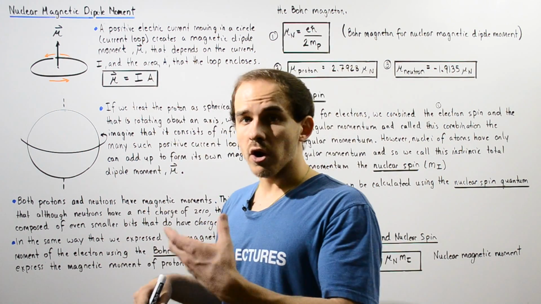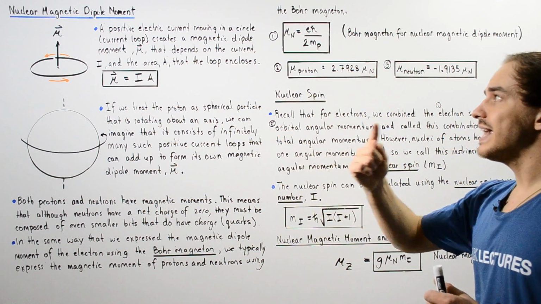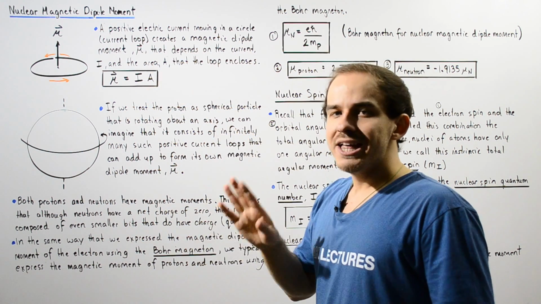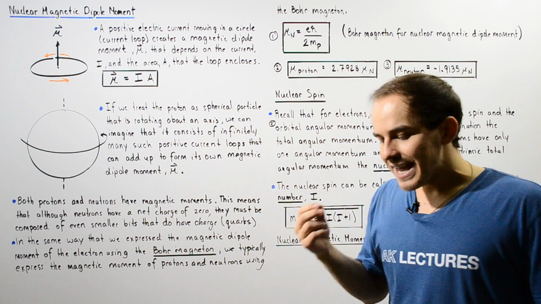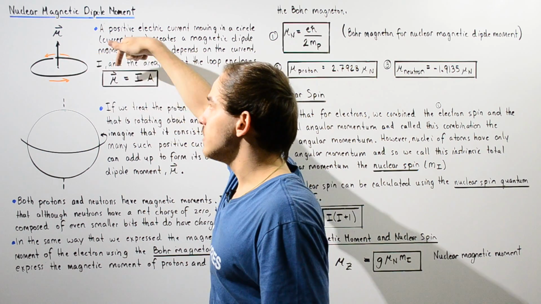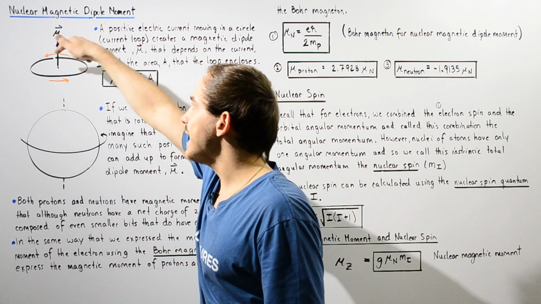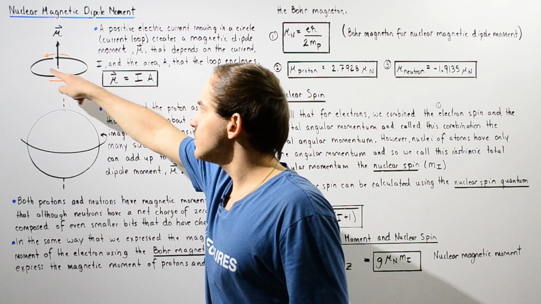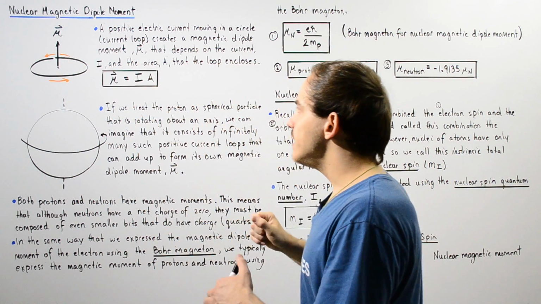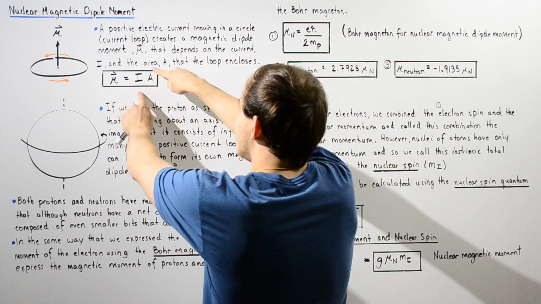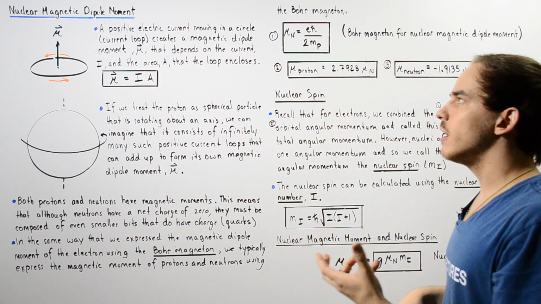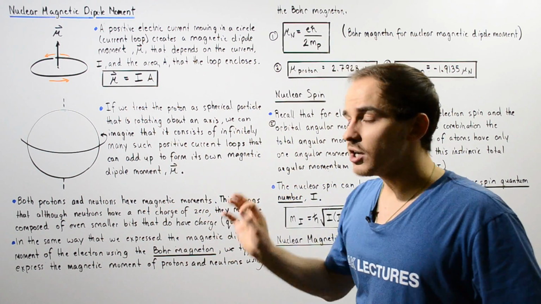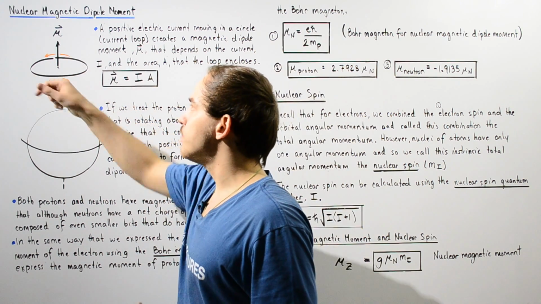So a positive or a negative electric current moving in a circular pathway creates a magnetic dipole moment mu that depends on two things. It depends on the quantity of electric current I that is moving in the circular current loop, and it also depends on the area A that is enclosed by this current loop. And if we take the product of these two quantities I and A, that gives us the magnitude of our magnetic dipole moment mu.